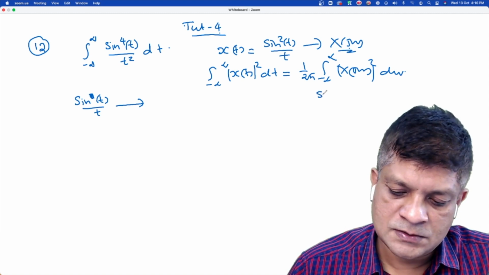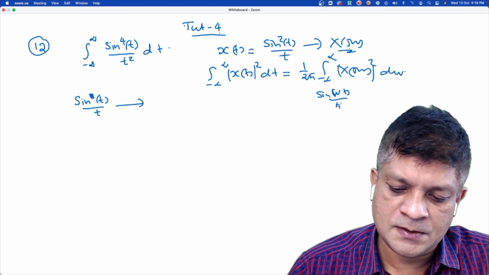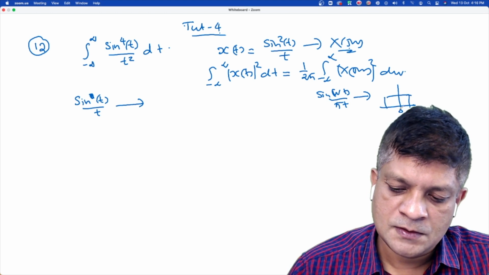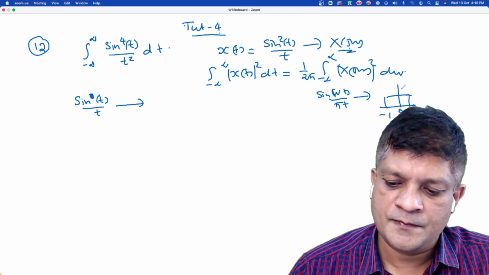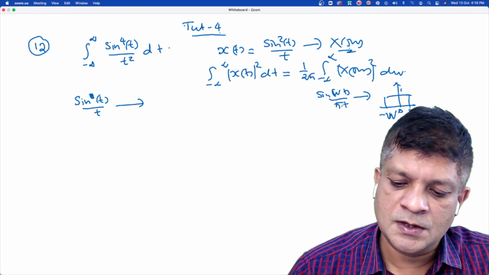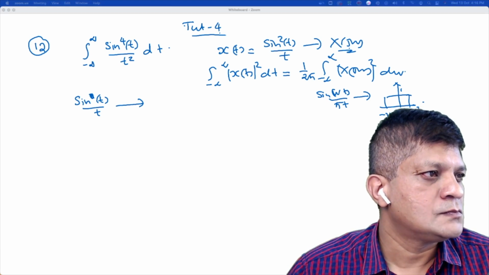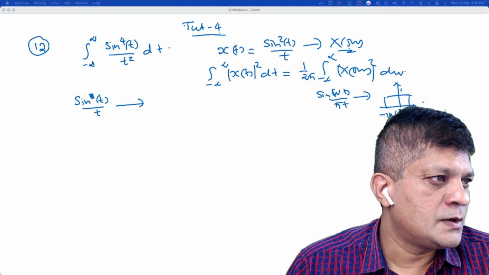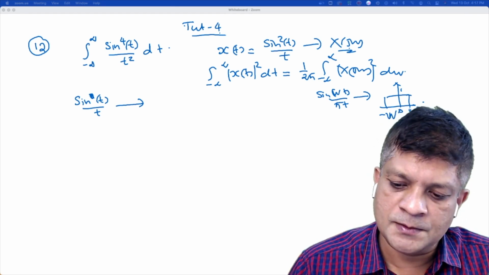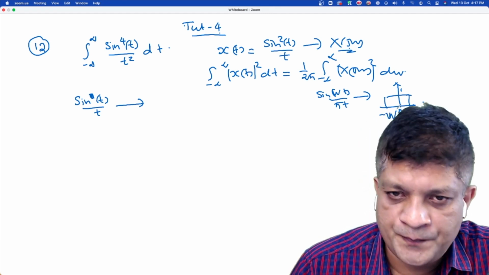Is it sine wt by pi t? We will check the formula sheet. Is it this? 0, 1, minus 1, 1. Sorry, 0, w, minus w. Sine wt by pi t is this. Let me check the formula. Yeah, it is given in the formula sheet. Sine wt by pi t is rect omega by 2w. Rect omega by 2w. Okay.